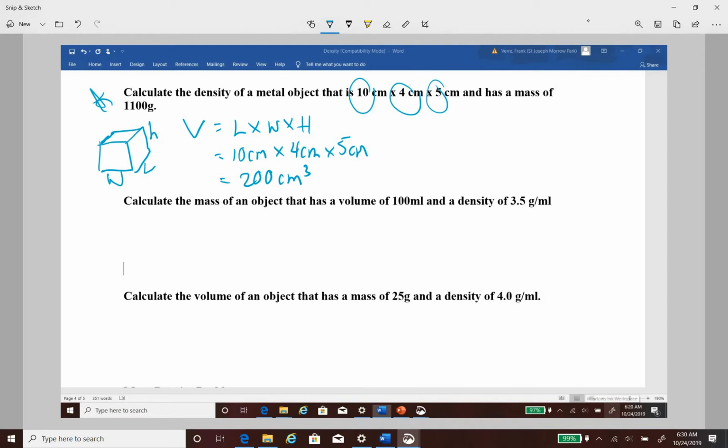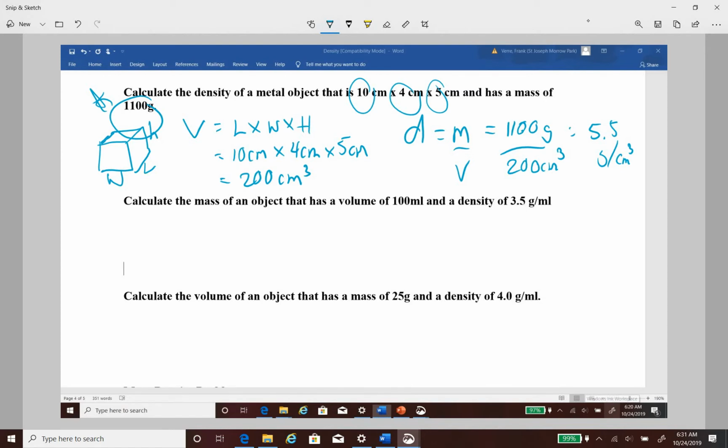So in this case, we can just use simple math to figure out the volume. And then again, the density is simply the mass over the volume. Since the object has a mass of 1,100 grams, 1,100 grams over 200 centimeters cubed equals 5.5 grams per centimeter cubed.